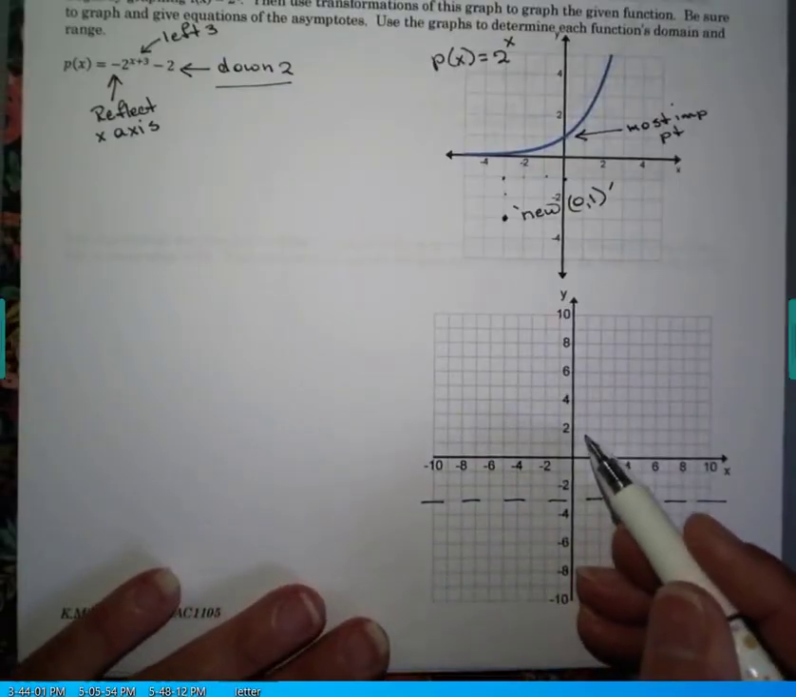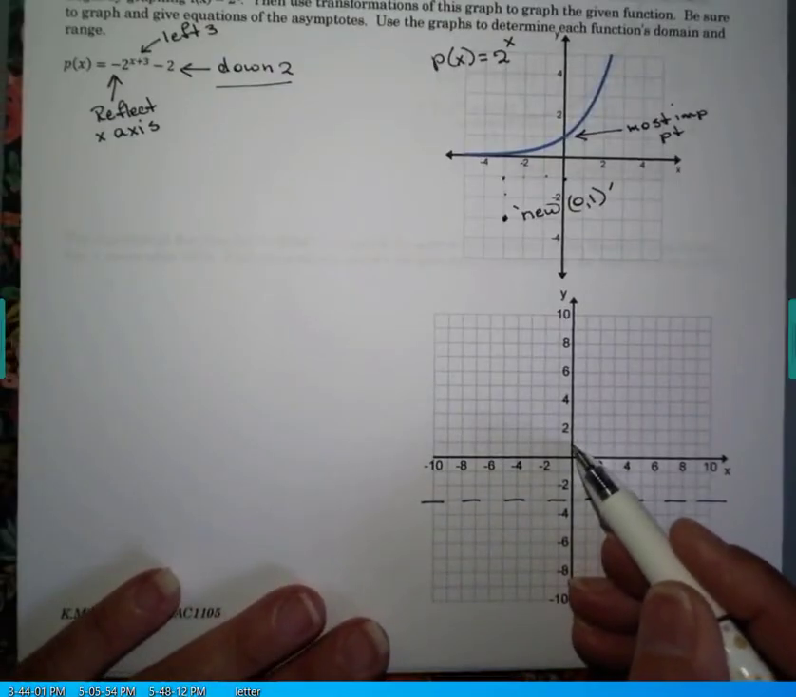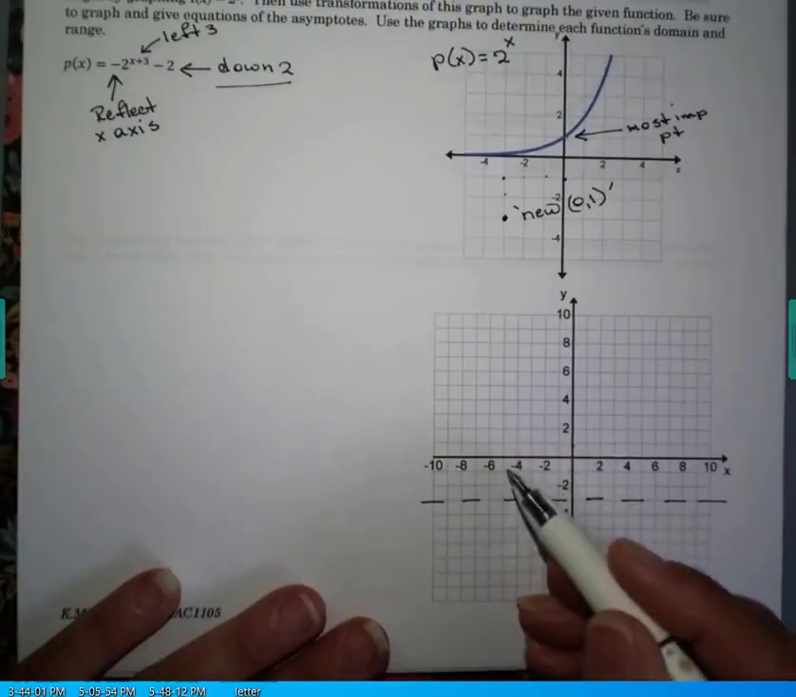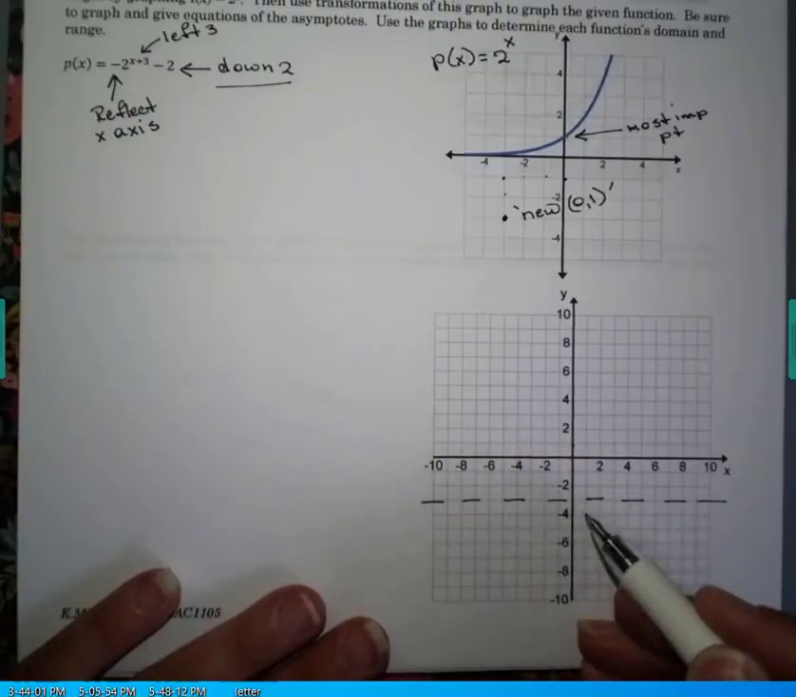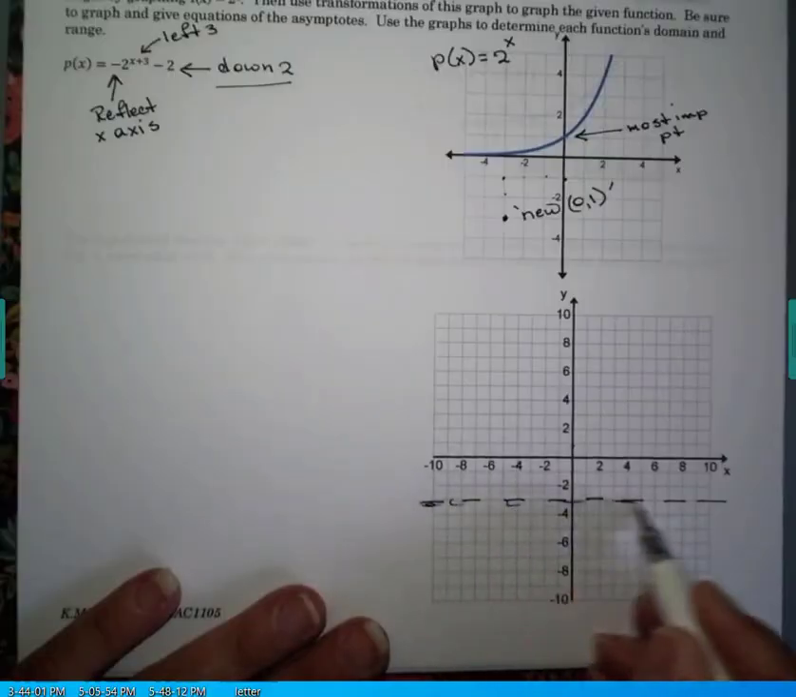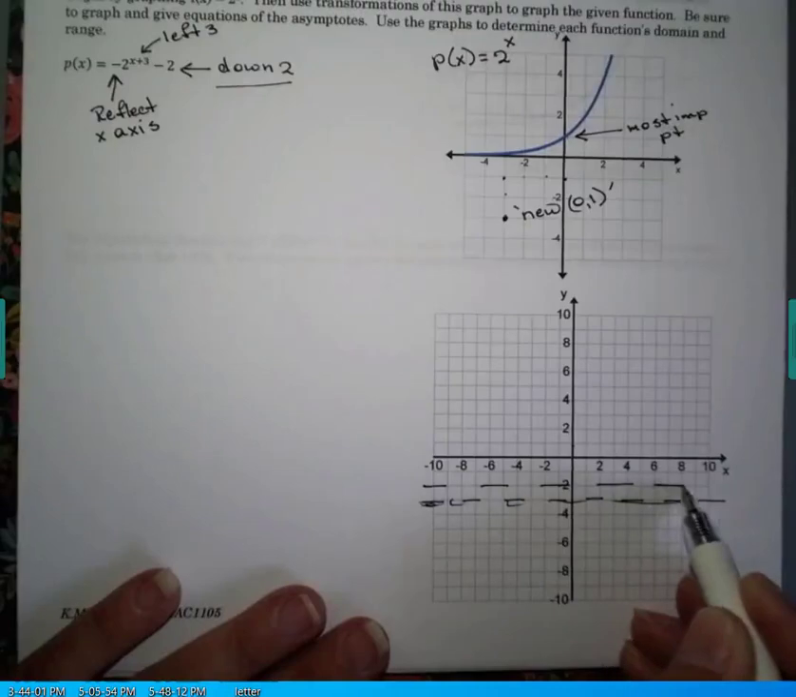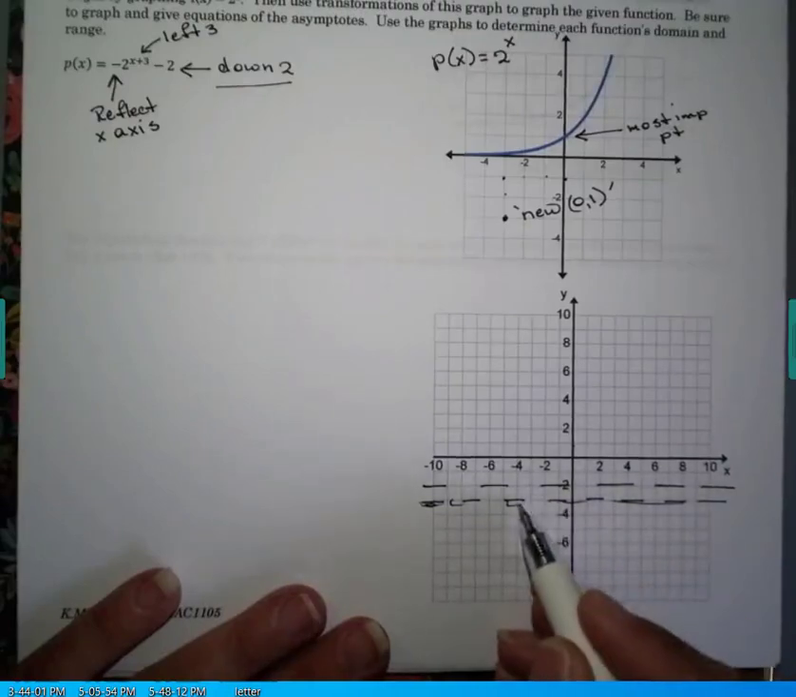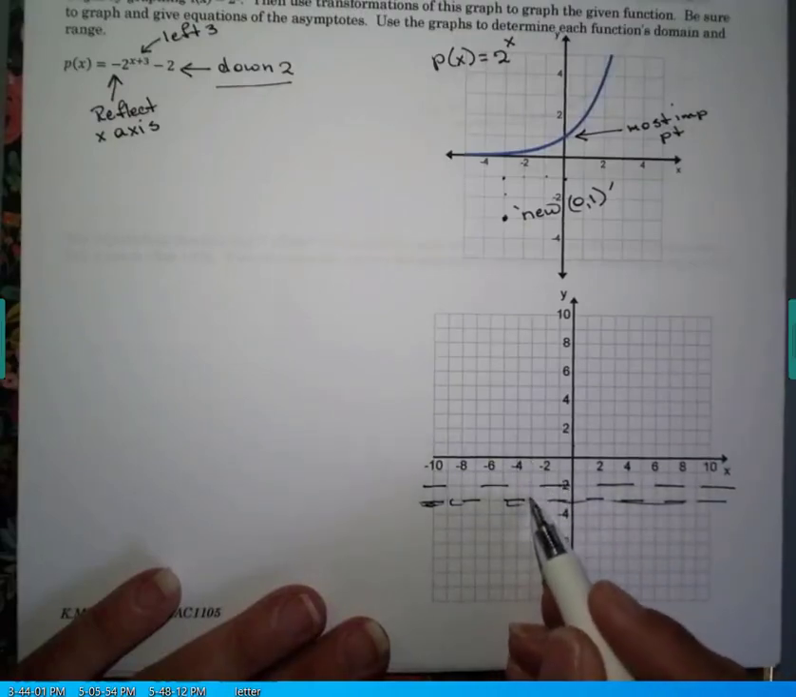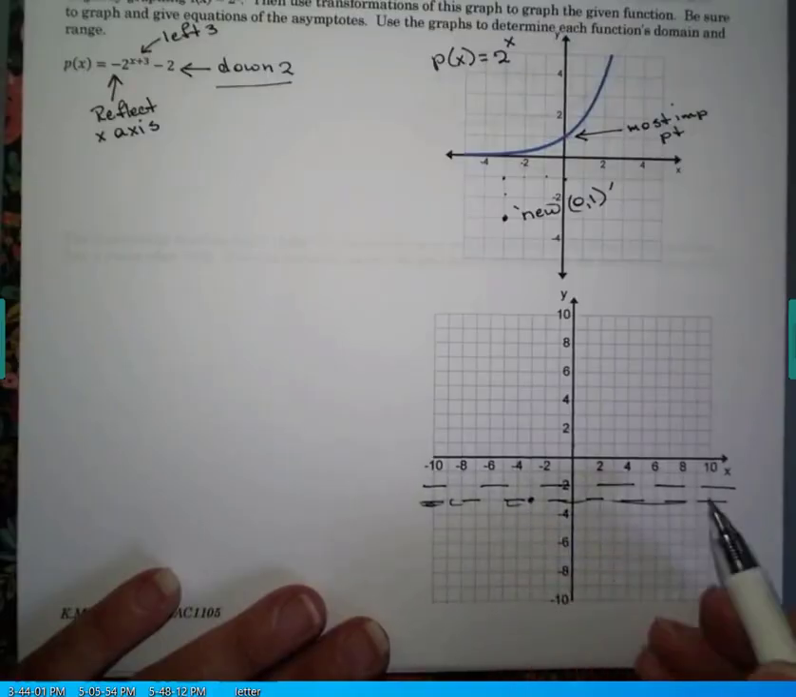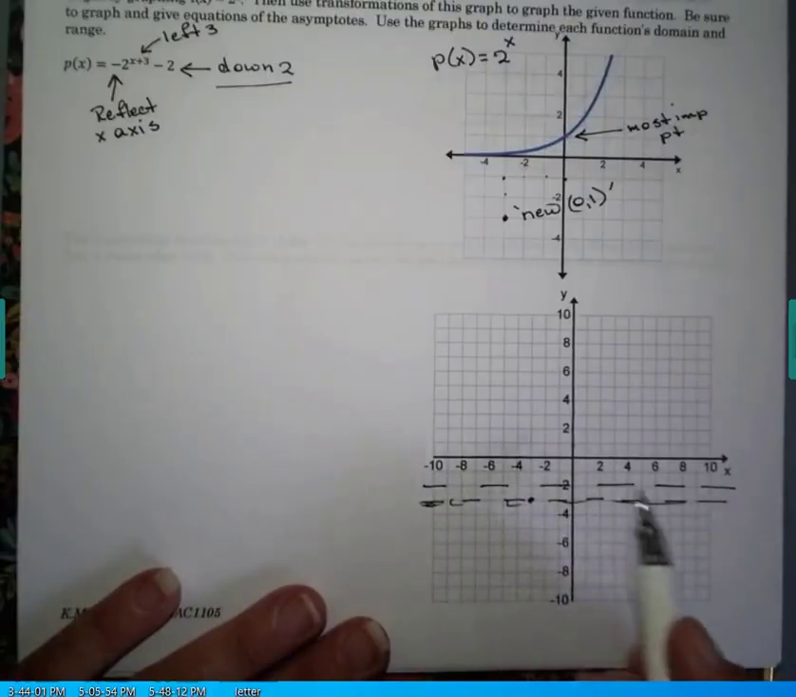And we took the first point that was (0, 1), and we said that one became (-3, -3), didn't it? Oh, sorry, I took it down 3, and it should have gone down 2. Ignore that and draw the line here. So this one becomes (-3, -3) right here. Okay, now what's the next point?